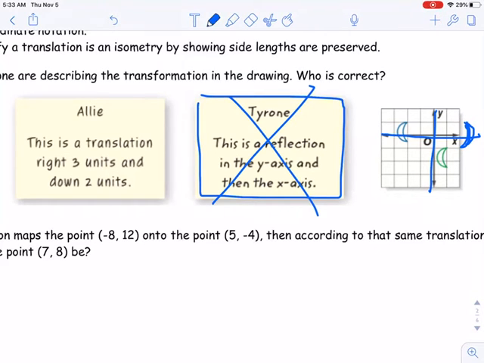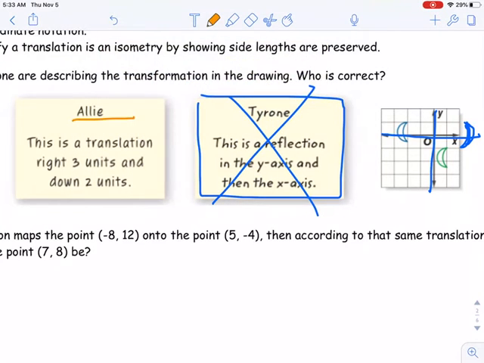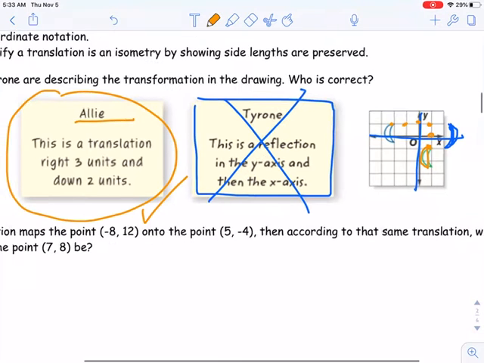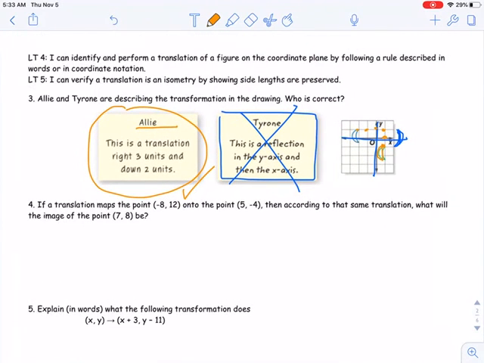But that's not really what I want to talk about. I wanted to talk about Ali being right. Why? Alright, this is a translation, right 3 units. So let's count. 1, 2, 3, and now 2. 1, 2. Alright, so Ali's the one who's right. Check. I just wanted to do this problem to show how we can take translations into words, apply them to a coordinate plane, and show how it works.